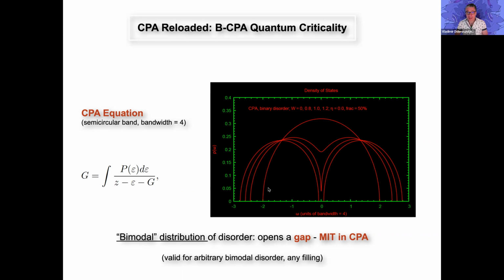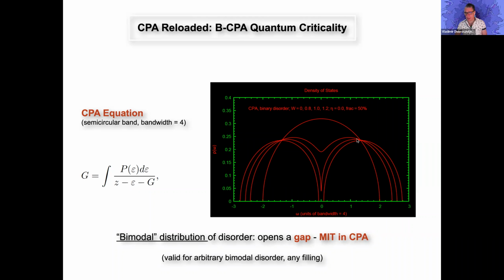At any rate, here are some results that I'm proud to say that after 20 years, I actually wrote some code recently. And these are plots that I made myself, numerically solving the CPA equation for a simple model of binary disorder. Of course, I've looked at other bimodal distributions, but you get qualitatively the same behavior. And as it turns out, the critical exponents are identical.